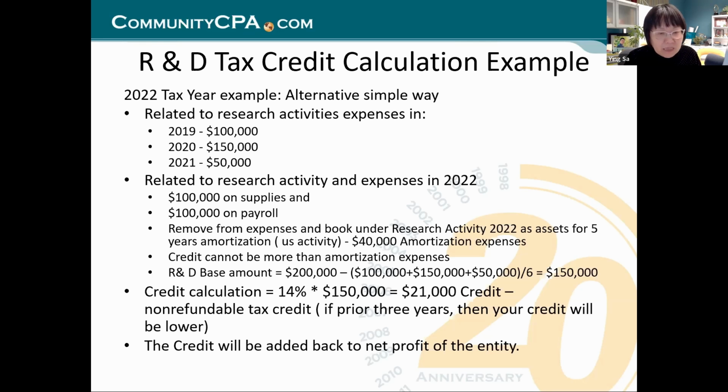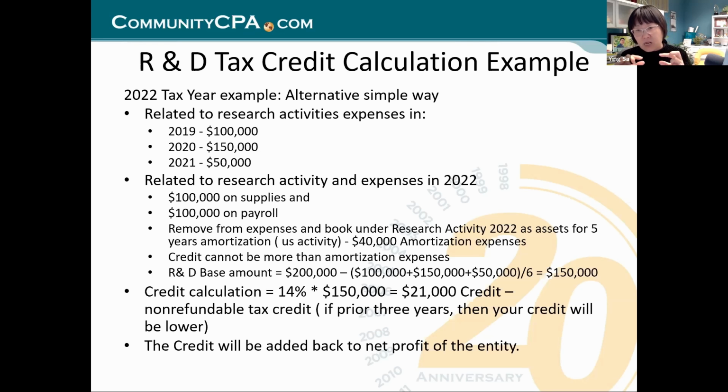And the R&D base amount calculation, folks, pay attention here. That base amount calculation is different from what we did before. What we did before was the regular way, where we took the total expenses divided by 2, and that was our base amount. So it was 100,000. But you can see that our base amount in this scenario is 150,000. Why? Because we add 2019, 2020, 2021 together. We divide by 6. Why 6? Why not some other number? Because we divide by 3 first. That is each year, right?